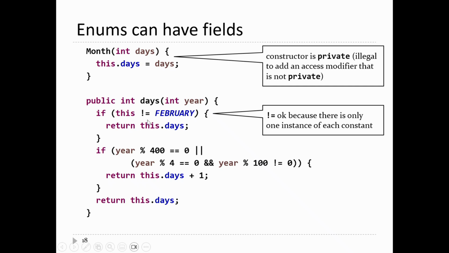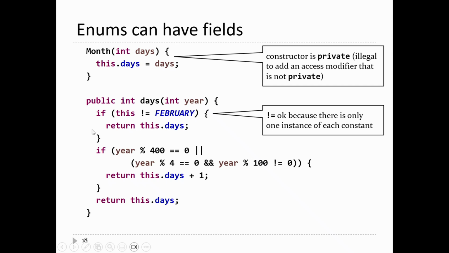Right? I can use not equals, so exclamation mark equals, to compare this object, the object that was used to call the method, right, to the constant February. Right? Again, if you want to, you can write exclamation mark this.equals(February), right? But you can safely use equals equals and not equals here. Right? Now I have a little bit of logic here that tests if the year is a leap year, and if it is, it returns the number of days plus 1, because this is the number of days for February. Right? Otherwise, we just return this.days down here.